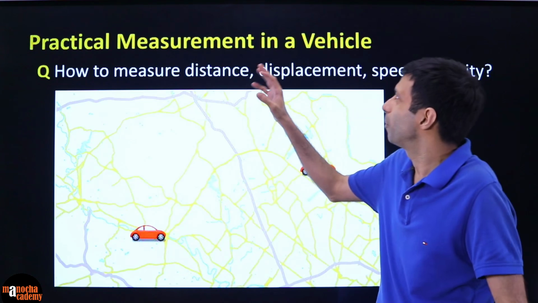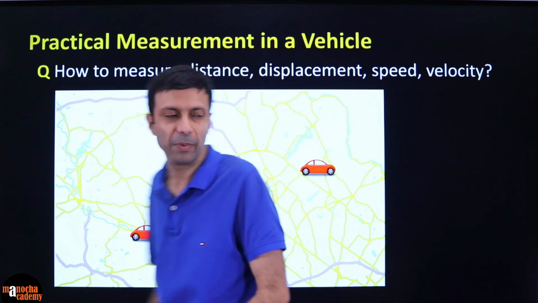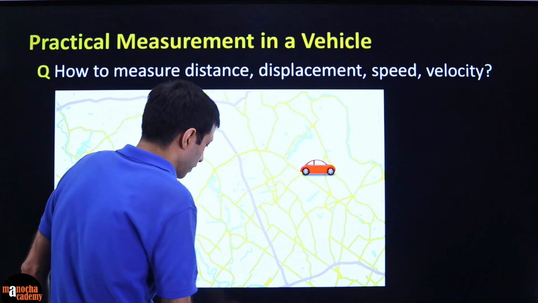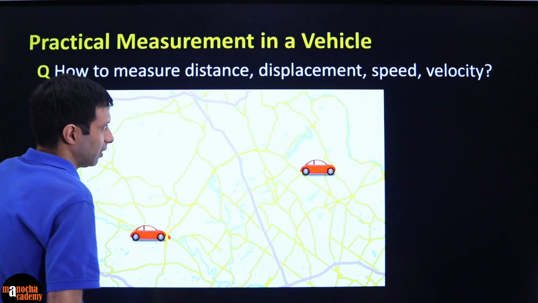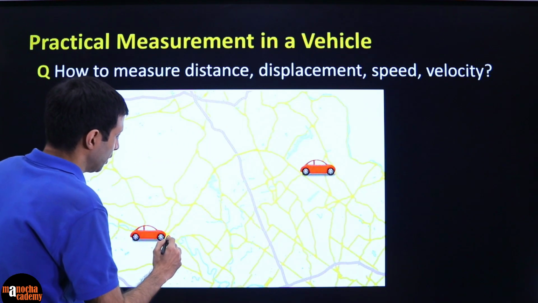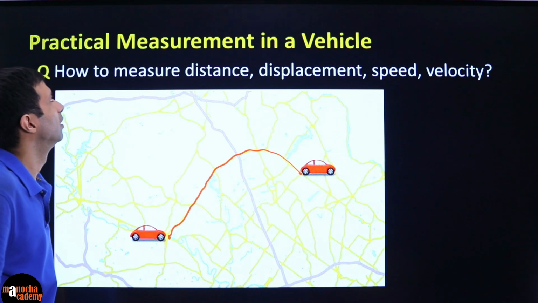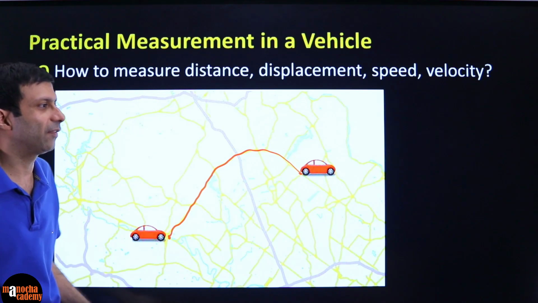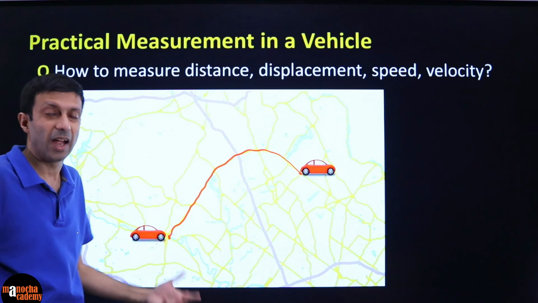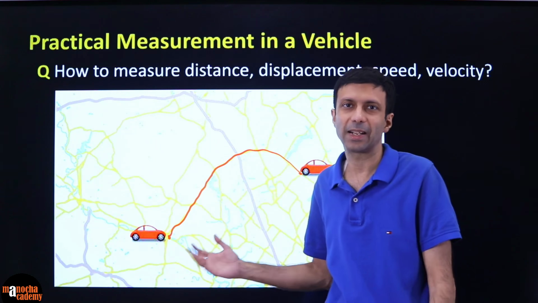Physics is all about practical stuff. So let's talk about practical measurement in a vehicle. Let's say you are making a road trip like this. You are traveling from this point, and your car made a journey like this, and you reached here. So how will you practically measure the distance, displacement, speed and velocity of your vehicle? I've discussed this in my videos as well, so please think, how will you do this practically?